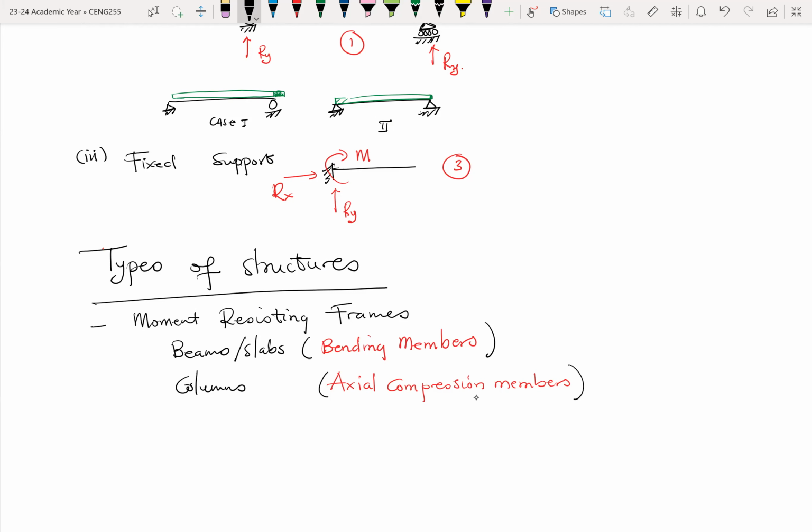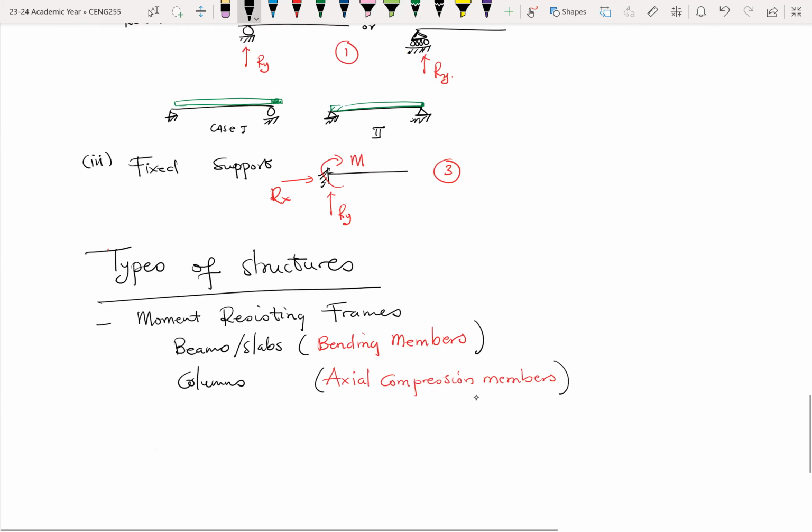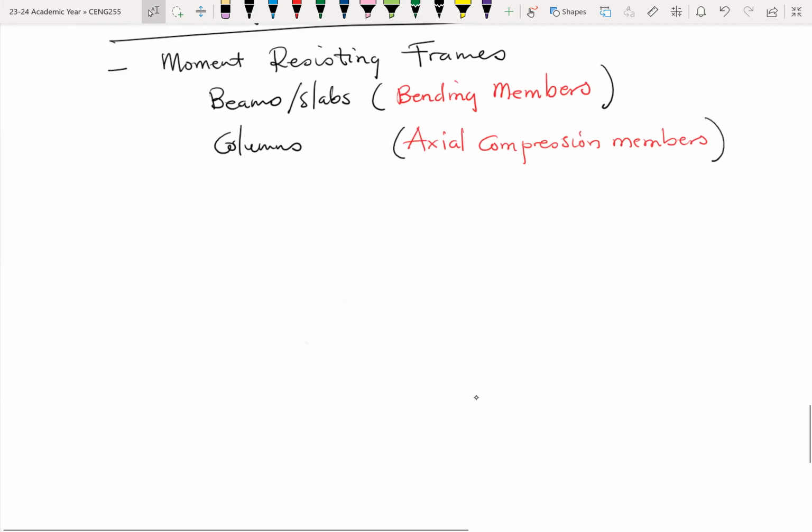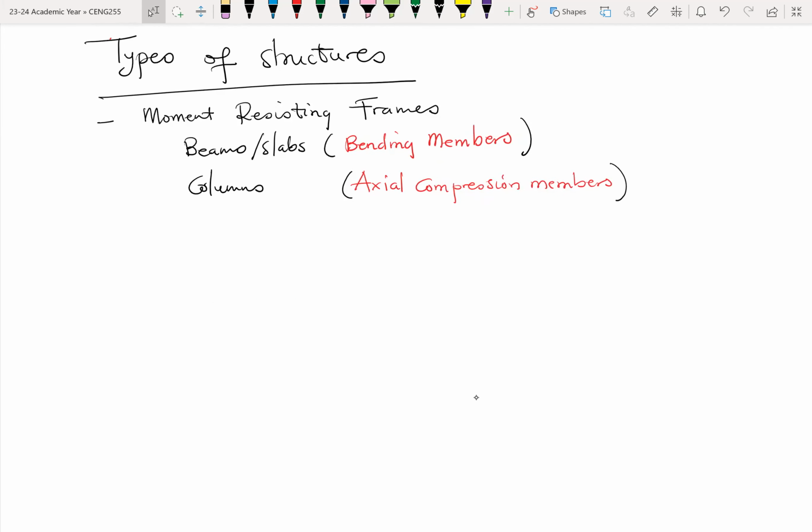In basic structures, when trying to analyze a structure, you looked at equilibrium equations. Okay.